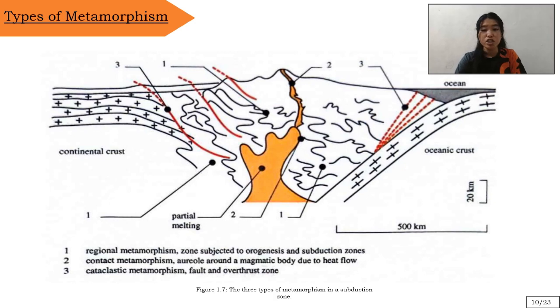To sum up, the three types of metamorphism: regional metamorphism is called thermodynamic because it involves changes in pressure and temperature. Contact metamorphism is called thermal because it is related to changes in temperature, in which high temperature is the dominant factor. Lastly, cataclastic metamorphism is called dynamic because high pressure deforms rock without high temperature.